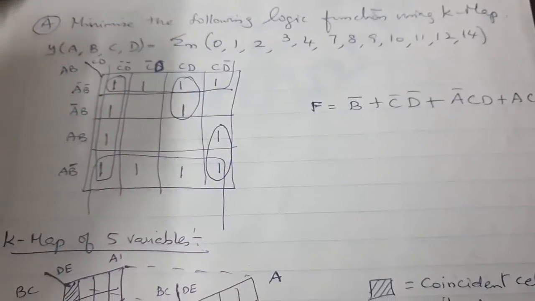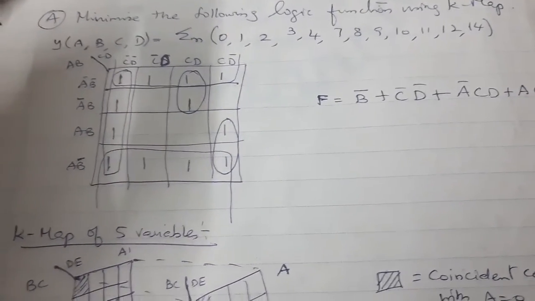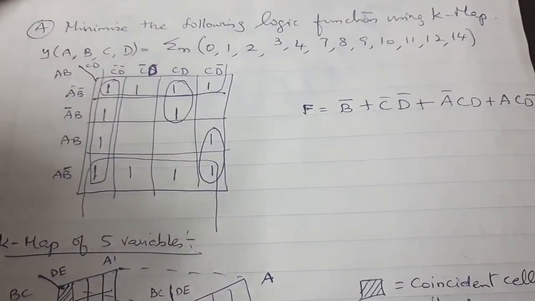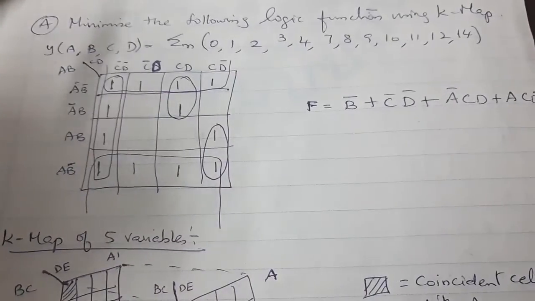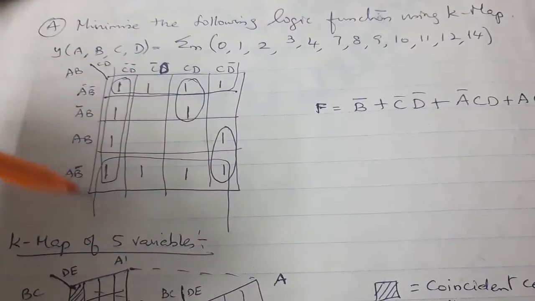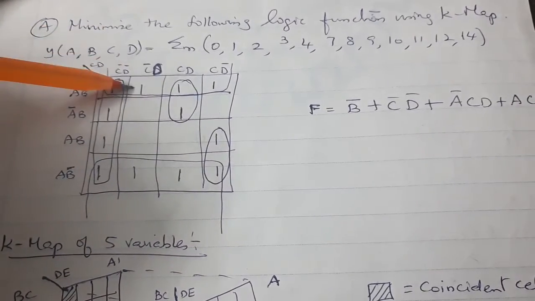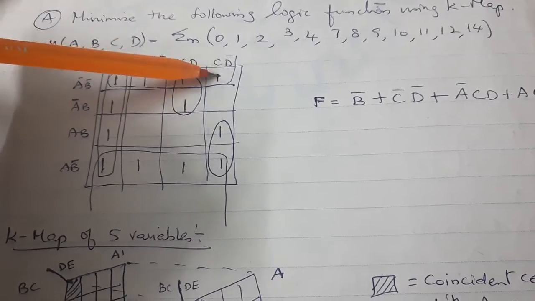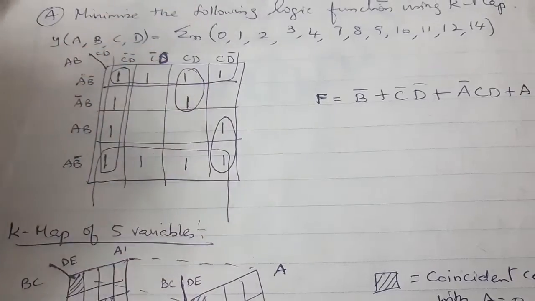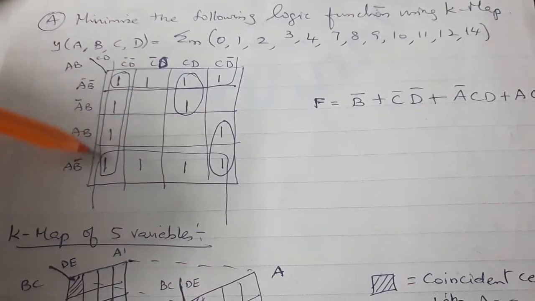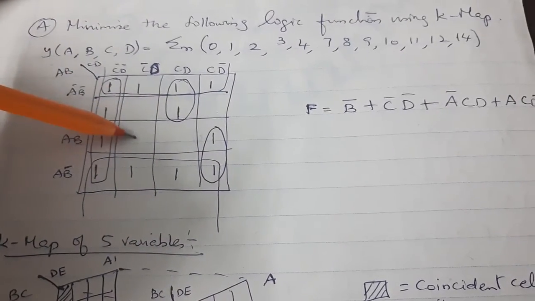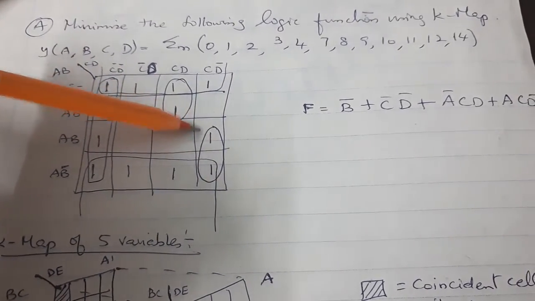Hello students, now we are going to see the Karnaugh map with 4 variables. As I already told, a 4 variable map will have 16 squares. I have taken a square and divided it into 4 rows and 4 columns: 0, 1, 3, 2, then 4, 5, 7, 6. 8 will be down: 8, 9, 11, 10, 12, 13, 15, 14.